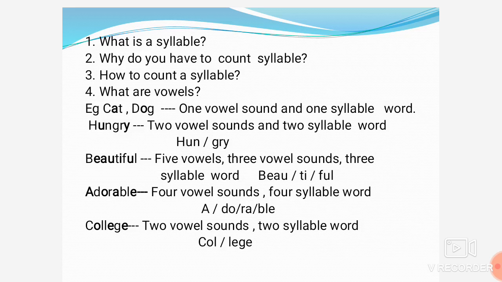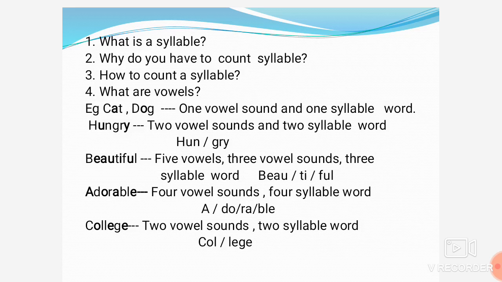Now when you take the word college, even college ends with the letter E. Here the E sound is silent. College. So college has got three vowels and two vowel sounds. So it is a two syllable word. College.